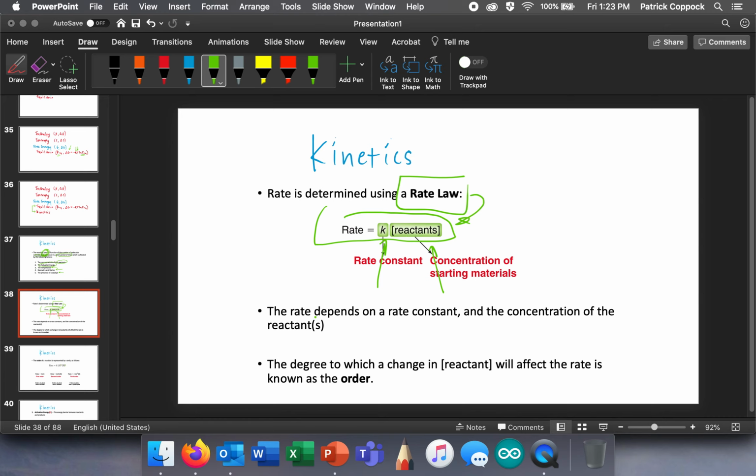Now the rate depends on the rate constant. You can see as k goes up, rate's going to go up, right? That's linear. And it depends on the concentration of the reactants. Now, the degree to which the amount of the reactant will affect the rate is known as the order. I'm going to give more on this next slide.